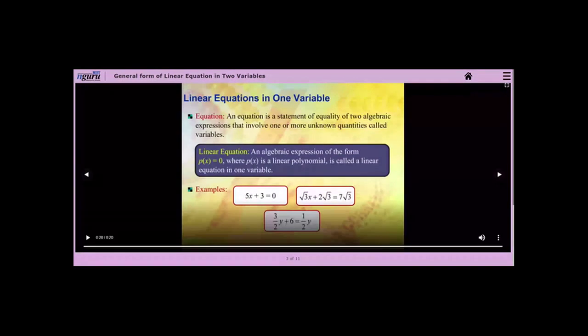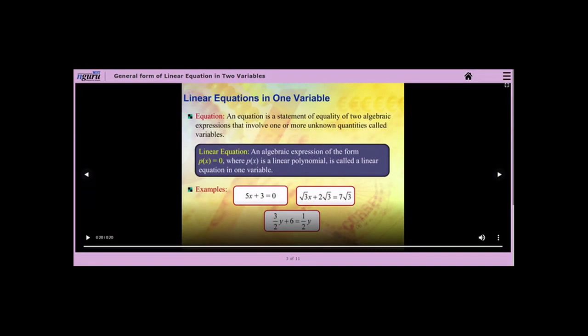An equation is a statement of equality of two algebraic expressions that involve one or more unknown quantities called variables. An algebraic expression of the form shown here is called a linear equation in one variable. Here are some examples. Why is it called one variable? That has only one variable. X is the only variable, ma'am.